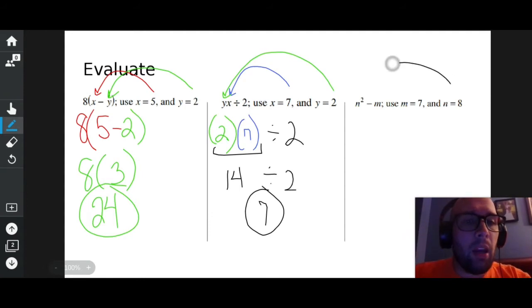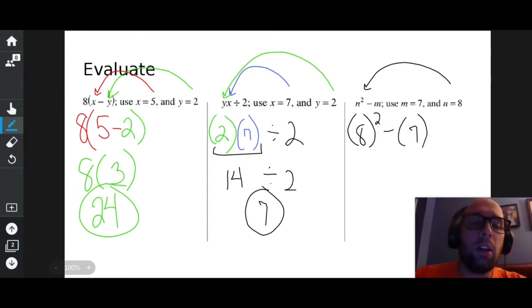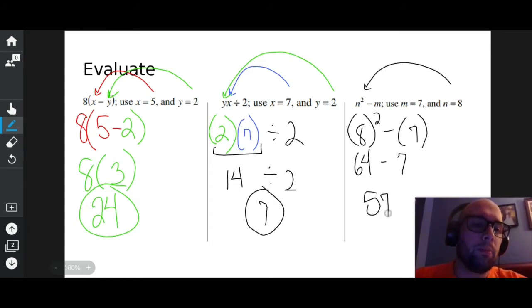N is 8. So I have 8 squared minus M, which is 7. 8 squared is 64, the best video game system known to man. Minus 7 is going to be 57. That's 42 problems short of how many Jay-Z had.